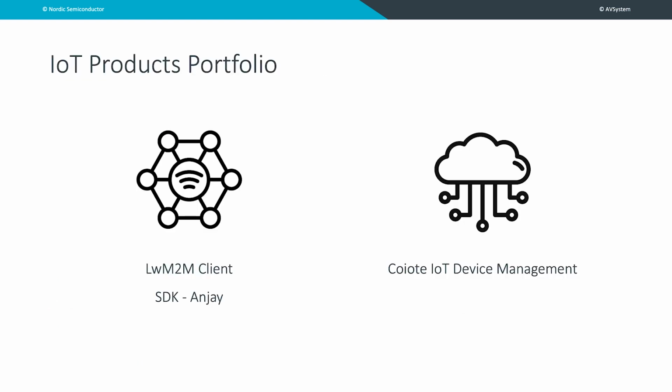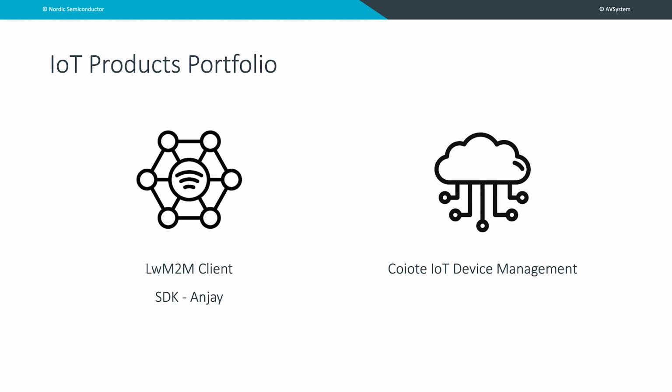Our IoT product portfolio consists of two product items. The first one is ANJ, our lightweight machine-to-machine client SDK. This is an agent that is installed on the devices, and it is responsible for talking with sensors and actuators on the device. It makes sure that data collected by the sensors are reliably sent to the server, and it also accepts commands sent to the actuators from the server, and supervises the over-the-air update process.